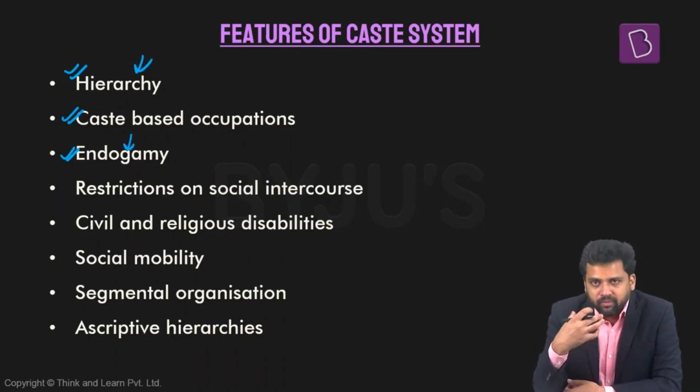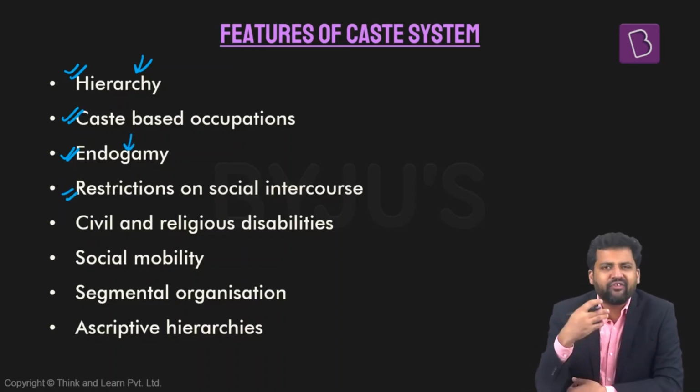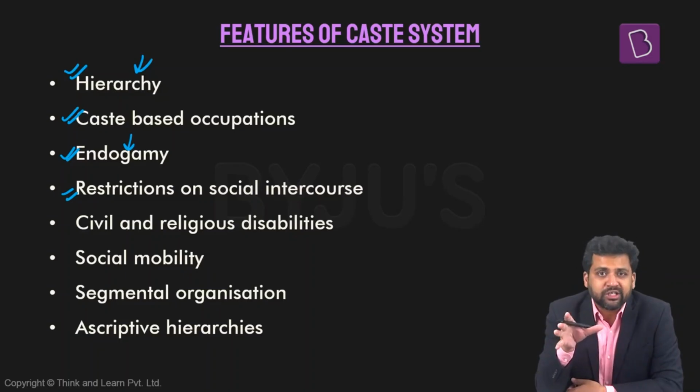So this is again another feature, endogamy: marriage within the same community, same caste. There are different kinds of restrictions on social interactions, how people should interact with one another. We'll see some of the details. In fact, for each of the points, we will be going into details. I'm just giving you a broad overview of each of these points, and then for each of the points, we will have a separate discussion.